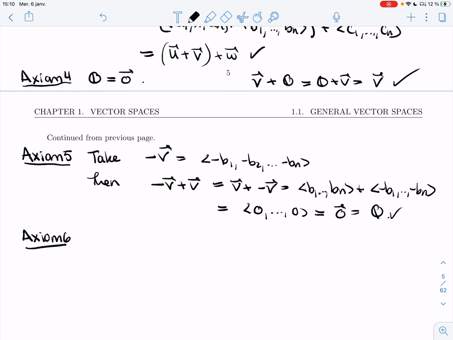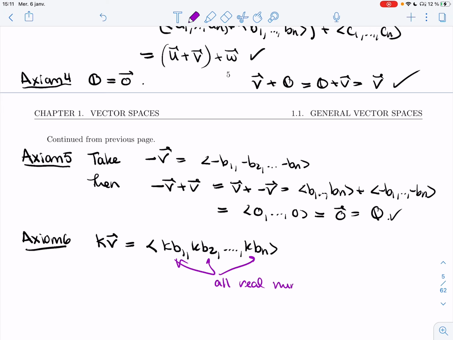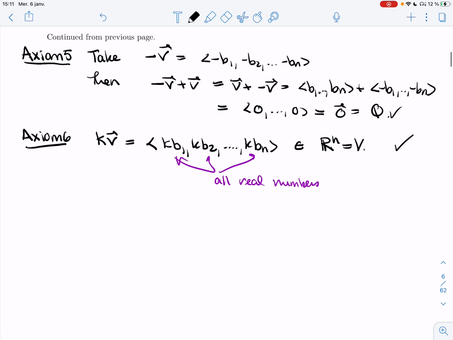Now I need to look at the multiplicative axioms. So first one, I need to look at what happens when I multiply V by K. I need to make sure that I'm still in the same set Rn. Well, I still am getting real numbers here, so these are all real numbers, and so this is in Rn still. All right, so axiom 6 is true. My set is closed under scalar multiplication.